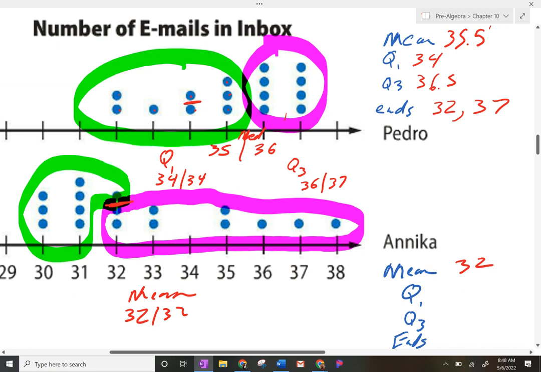So for quartile 1, I'm going to count over 4 of them in between the 4th and the 5th one. I got 1, 2, 3, 4, and then 5. So my quartile 1 is between 31 and 31, which is 31. For my quartile 3, I'm going to count over for those ones. I got 1, 2, 3, 4, 5. It'll be right there, so in between 35 and 35, which is 35.